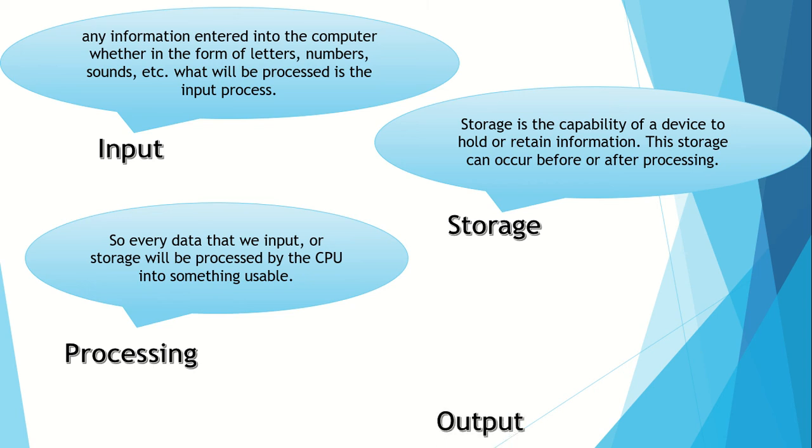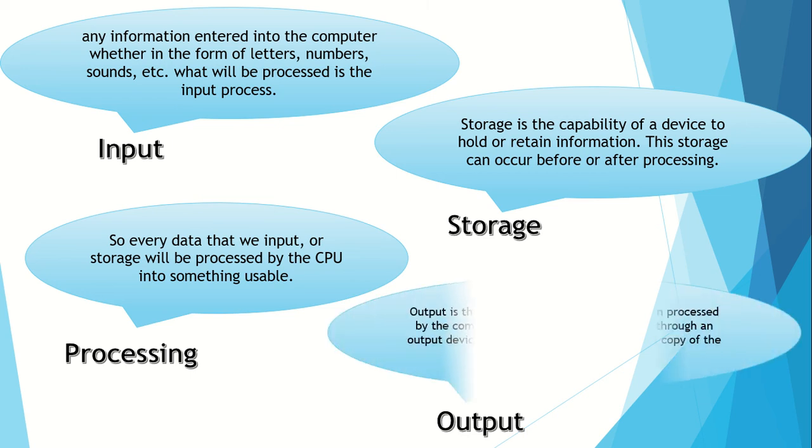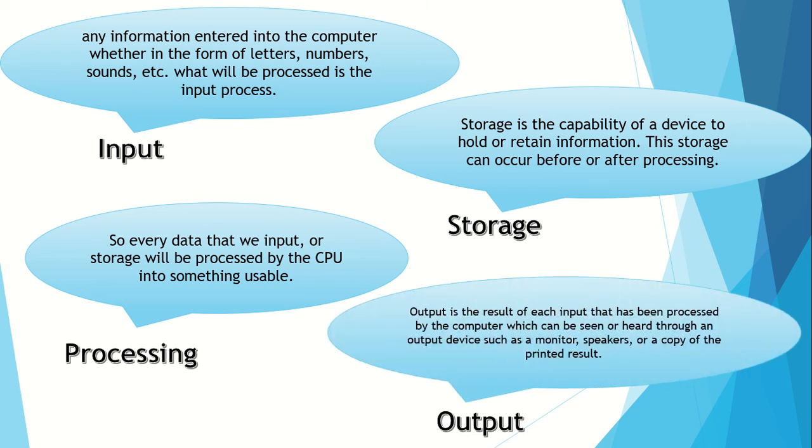Number 4. Output. Output is the last function of the computer. Output is the result of each input that has been processed by the computer, which can be seen or heard through an output device such as a monitor, speaker, or a copy of the printed result.